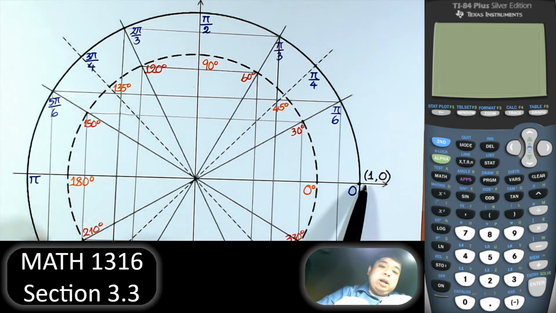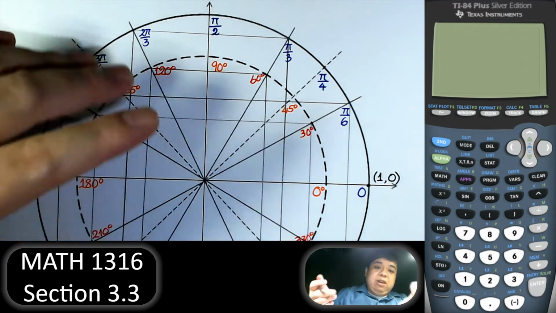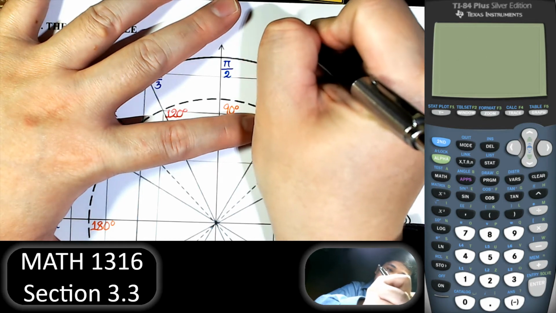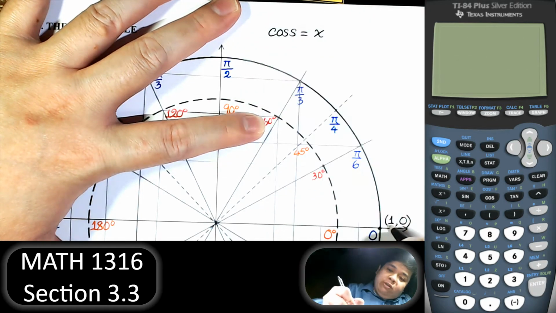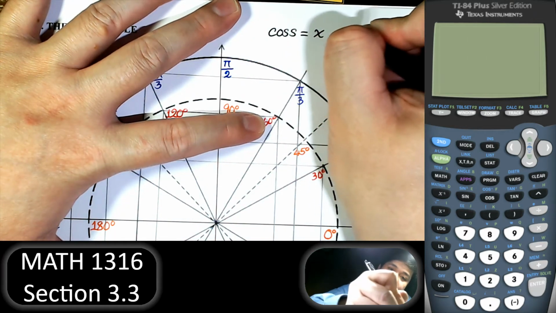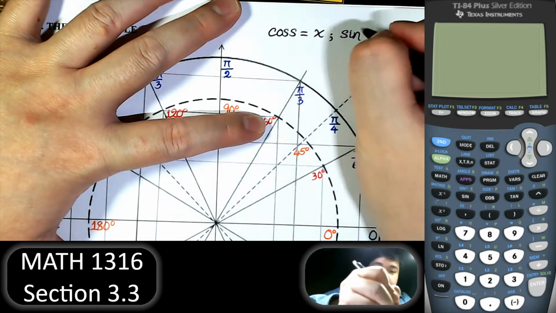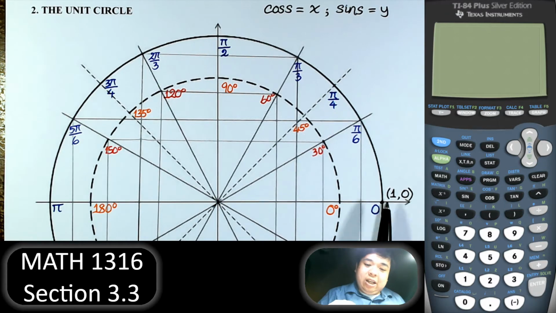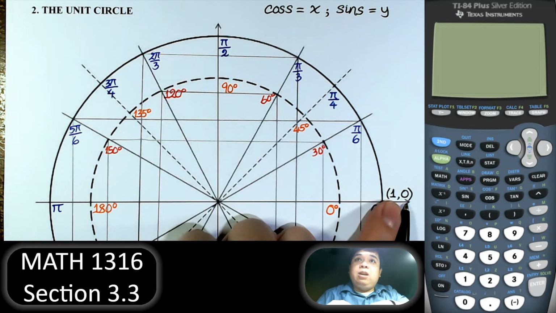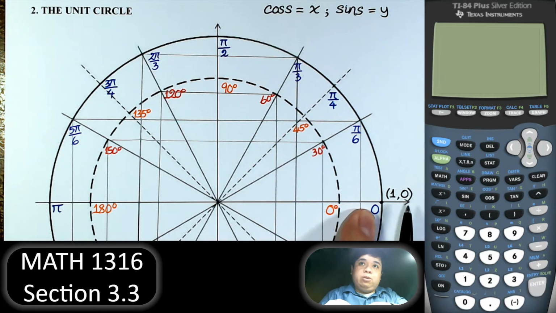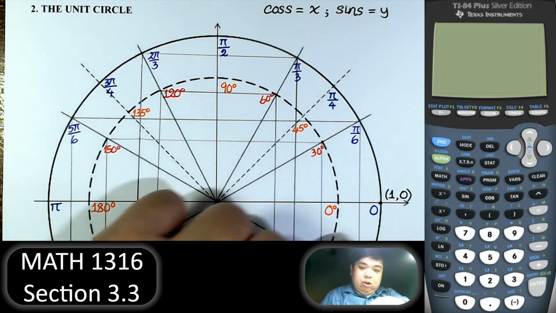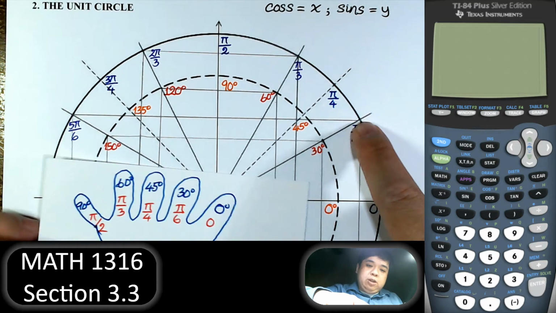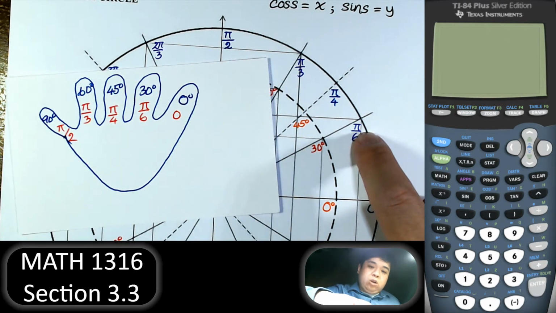Now the way we write the coordinate here is based on the definition. Once again, let's write the definition. Cosine is equal to the x value, which is the first one, and sine is equal to y, the second one. So in this case, we say cosine of 0 is equal to 1, sine of 0 is equal to 0. Of course, I'm talking about the radian measure here. Right, so what will be the coordinate of this point, that is pi over 6 or 30 degrees?